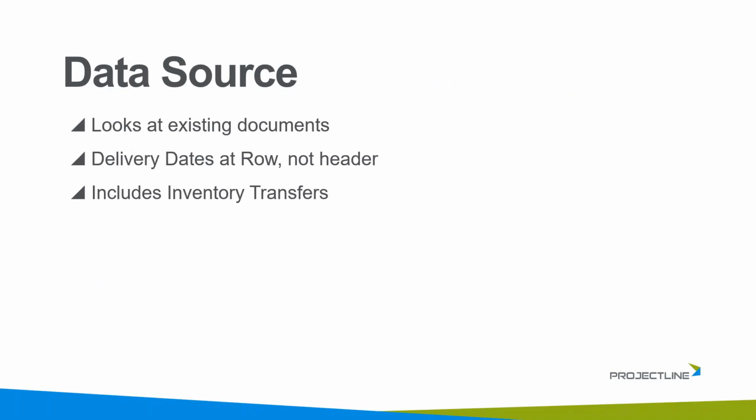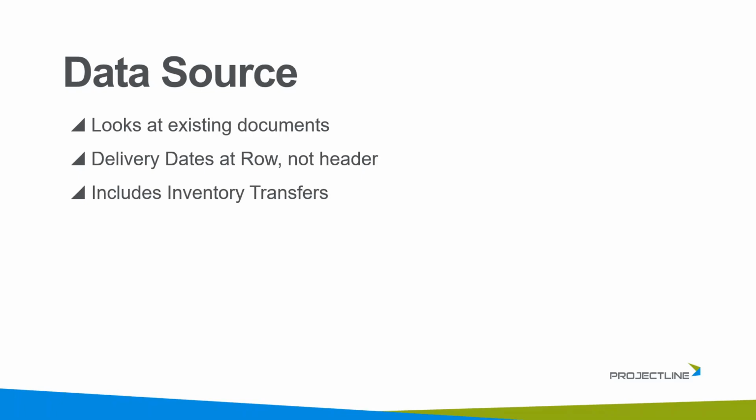So what's the data source for available to promise? It looks at all the existing documents, basically. It looks at all the rows within your documents, so purchases, sales orders, what's the delivery date at the row level. And I'm saying this at the row, not the header, because your header may have a due date, but you might have updated individual rows with different delivery dates. So it's really important that you get that.